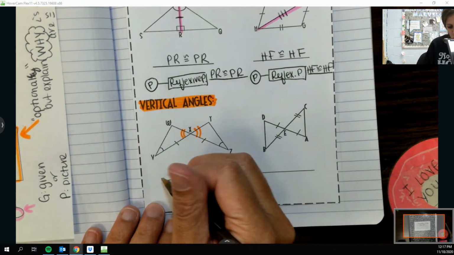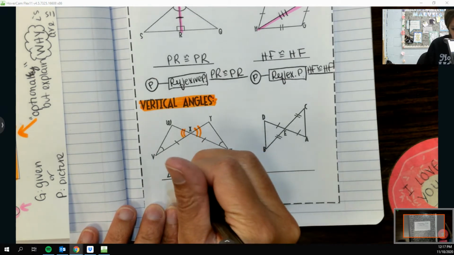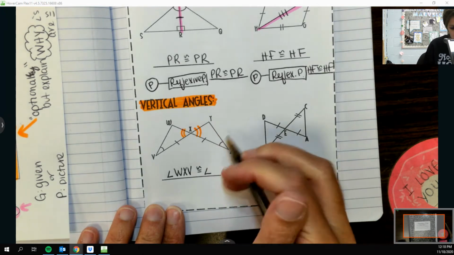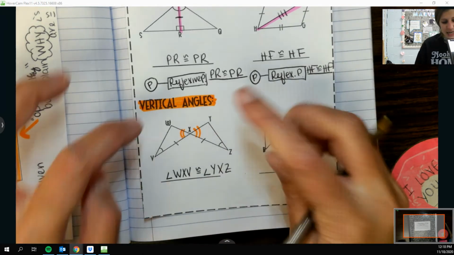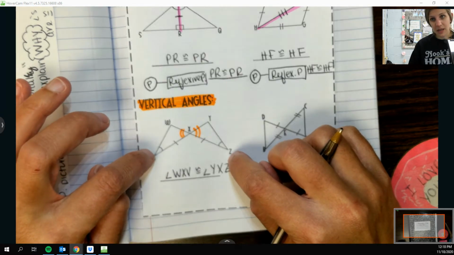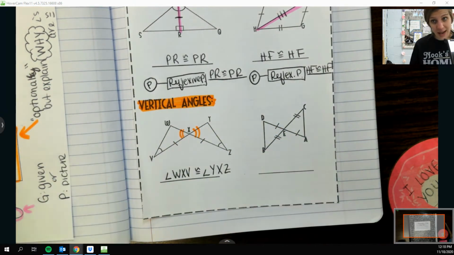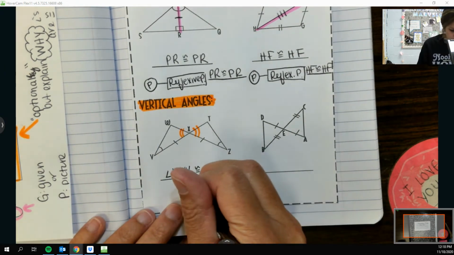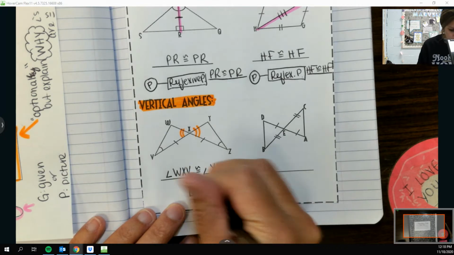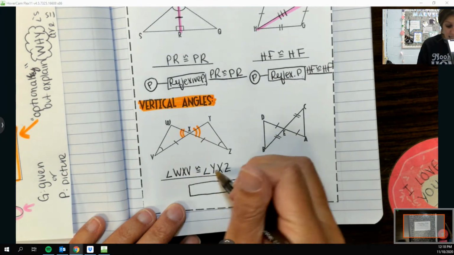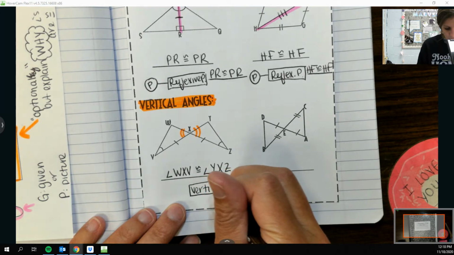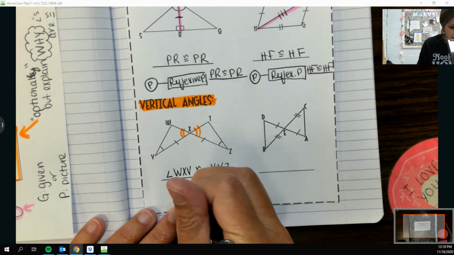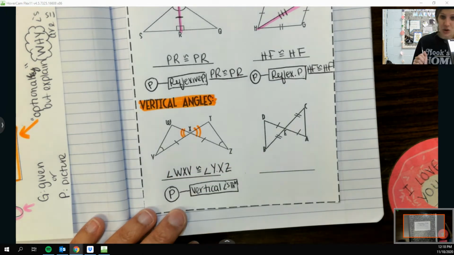Now again, by looking at this picture here, I can tell that angle WXV would be congruent to angle YXZ. And again, I need to name these very specifically. I can't just call it X because there's lots of angles at X, so I have to use three letters. And in my rectangle box, connected to this line here, I can say those things are equal by the vertical angles theorem. And I know that I have vertical angles because I saw them in my circle P picture.